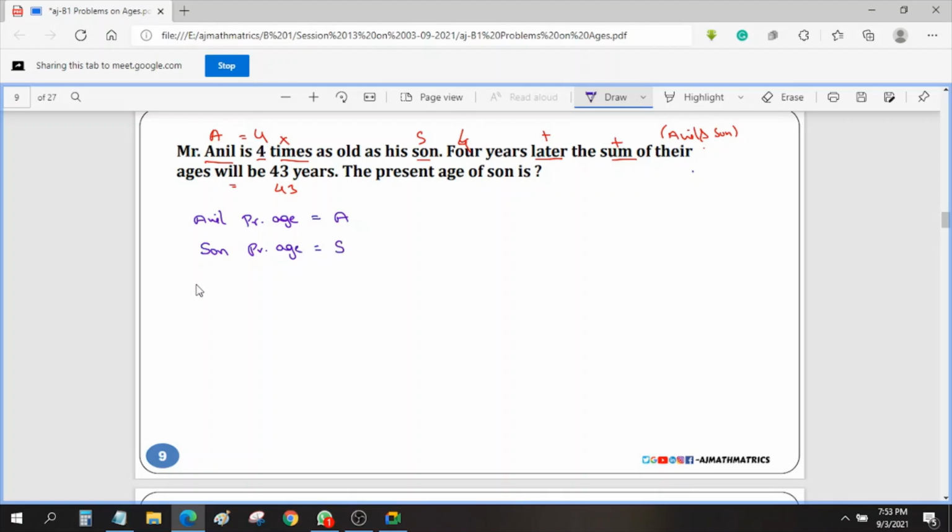Now converting the data. Anil is 4 times as old as his son. So A = 4S. This is the first equation. The second equation, 4 years later, the sum of their ages. See, if Anil's present age is A, 4 years later, what is the age of Anil? That is A + 4. What is the age of the son?